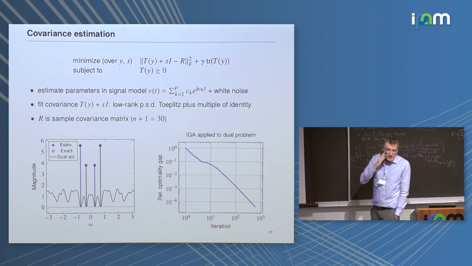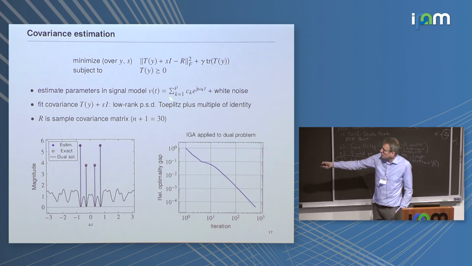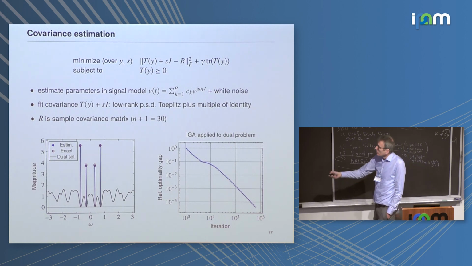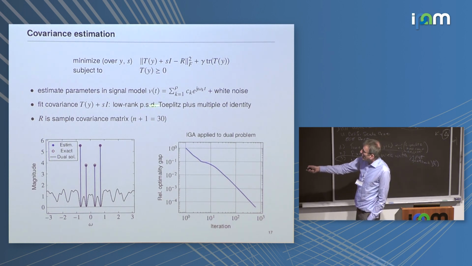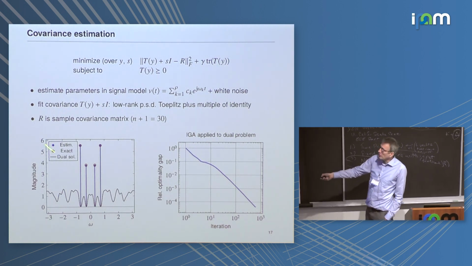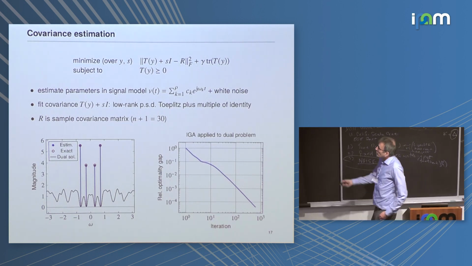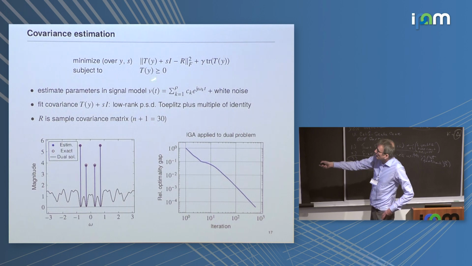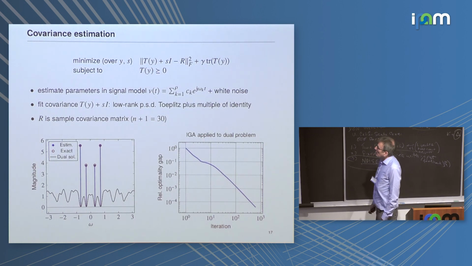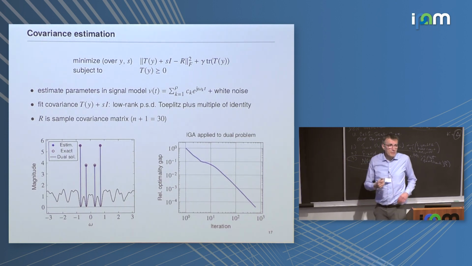Then the covariance matrix of a sequence of values of V of t has this form. It'll be a Toeplitz matrix with low rank, rho, or rank 2 times rho. So a low rank Toeplitz matrix plus a multiple of the identity. And the multiple of the identity is the noise variance. So in this problem, we try to fit a covariance matrix of this form, a Toeplitz matrix plus a multiple of the identity, to some sample covariance matrix. We're adding the trace of the Toeplitz matrix to make it low rank. And then we add a constraint that it must be positive semi-definite.